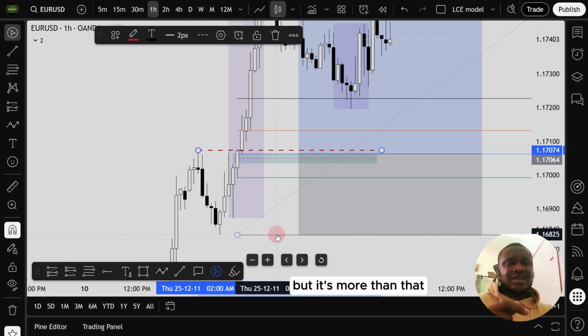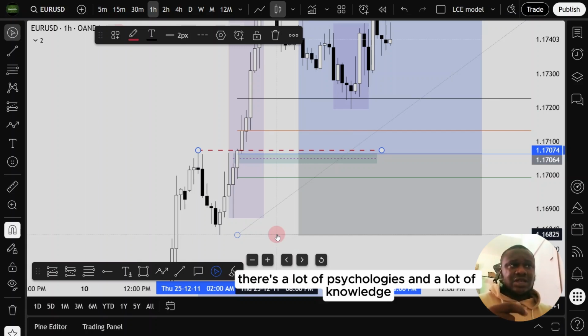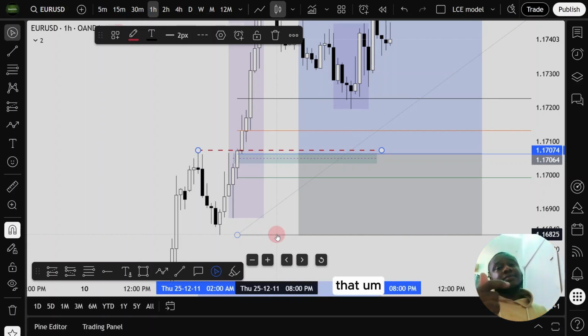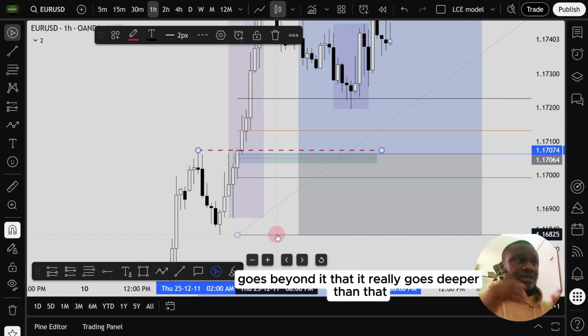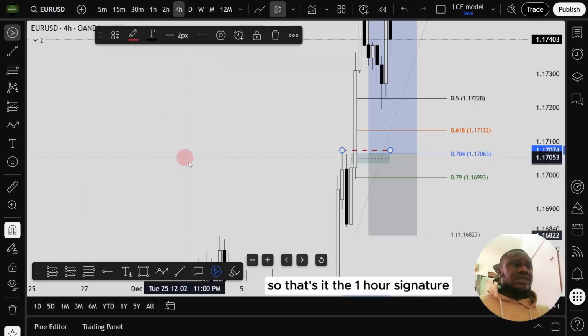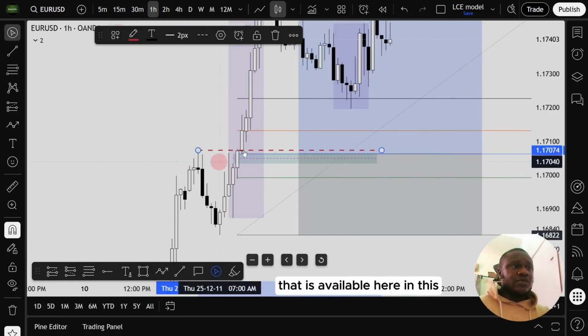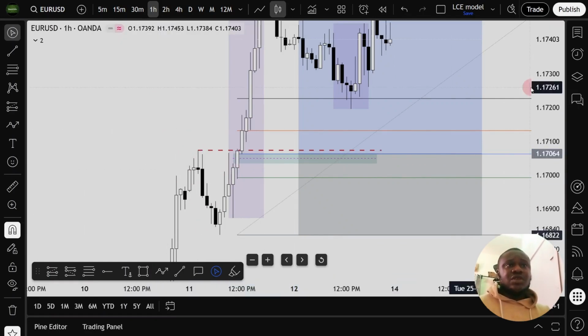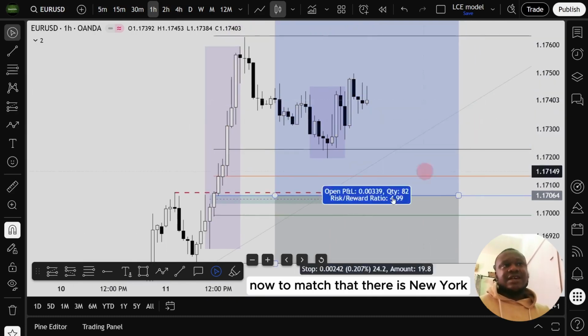But it's more than that. There's a lot of psychologies and a lot of knowledge that goes beyond it. It really goes deeper than that. So that's it. The 1 hour signature right there is the fair value gap that is available here in this setup. Now, to match that, there is London and New York session liquidity.